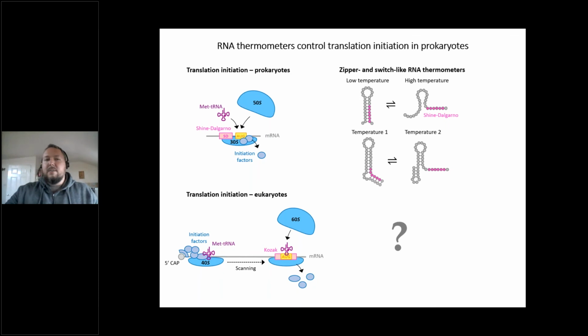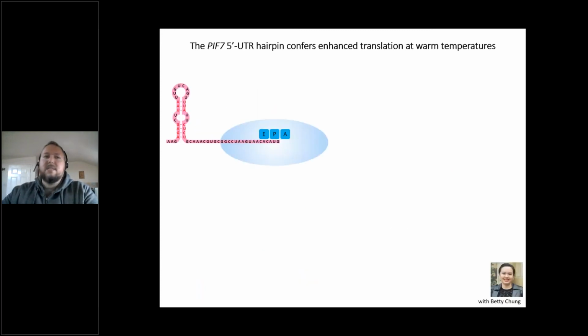However, you could easily imagine that secondary structures could also interfere with the scanning process. So there's absolutely no reason to think that RNA thermometers couldn't exist in eukaryotes. Yet, at that point, no eukaryotic RNA thermometers were actually known. So we were intrigued by this and decided to investigate whether that was one of the mechanisms by which temperature affects PIF7 translation.